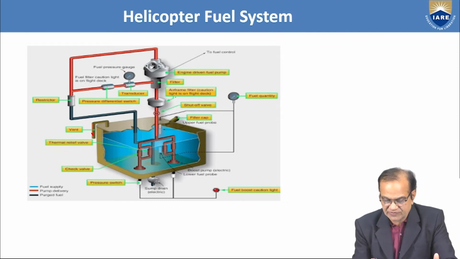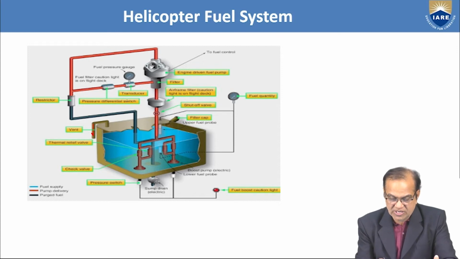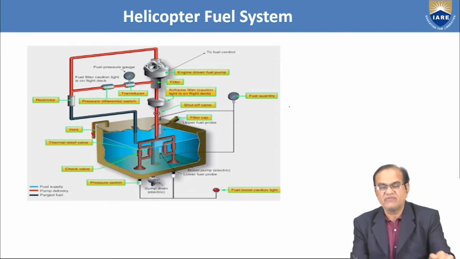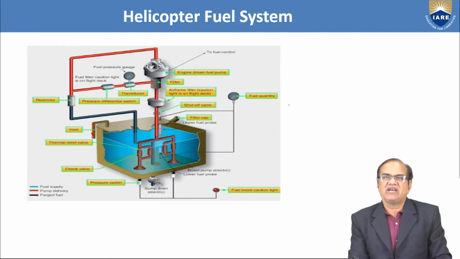Then it goes to the airframe filter, then the carburetor filter. Then the engine-driven fuel pump is here, then it goes to the transducer. From here it goes to the pressure differential switch, and here is the restrictor switch. So like this, it is used for different purposes. A simple helicopter uses this type of fuel system.